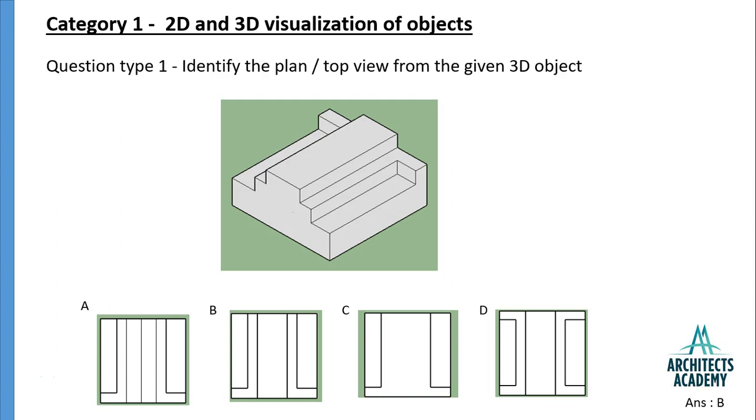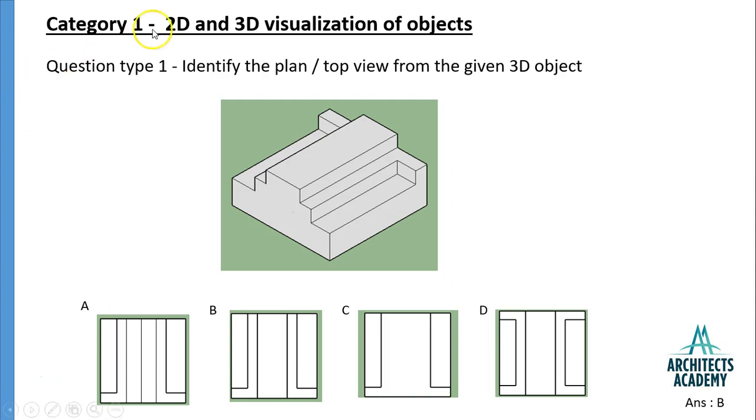So in this type of a question, basically you will be asked to identify the top view or side view or the 3D object from the top view and side view. So we will see the question type 1. So it is saying that identify the plan or top view from the given 3D object below.